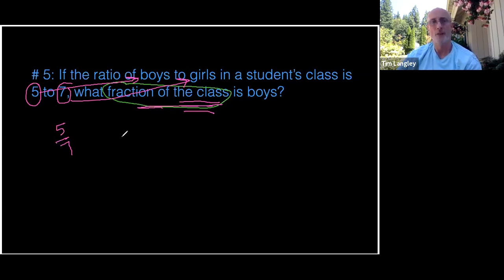If I add 5 and 7 together, I'm going to get 12. Okay, that's both ratios added together. That now represents everybody in the class. And how many of those 12 are going to be boys? 5 out of the 12. So that's how I would tackle that particular problem: I would add the 2 ratios together and get a total, and that's now the whole class, how many kids are in the class. And then I can take the 5 and put that over 12. And by the way, that fraction does not reduce, okay?